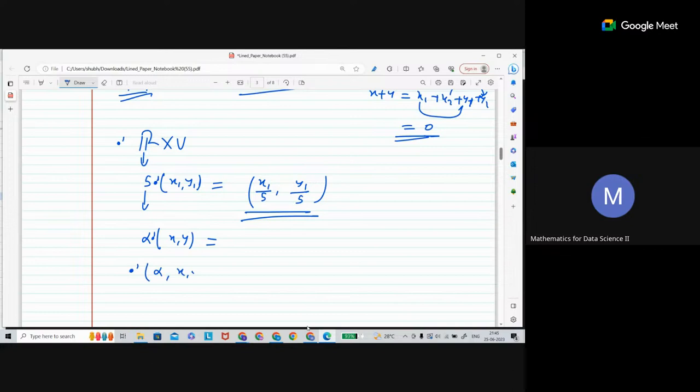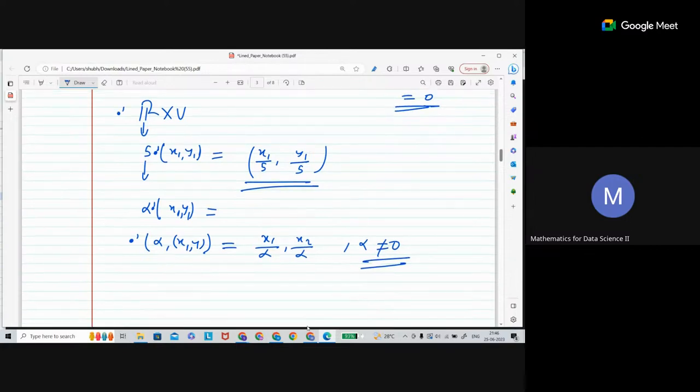Alpha dot (x1, y1) is defined as (x1 by alpha, y1 by alpha), and alpha should not equal 0, because once you are dividing here, this should follow that. So what is this x? No, it's (x1, y1), not square, x1 and y1. So this dot operation is defined as alpha dot (x, y) equals (x1 by alpha, y1 by alpha).